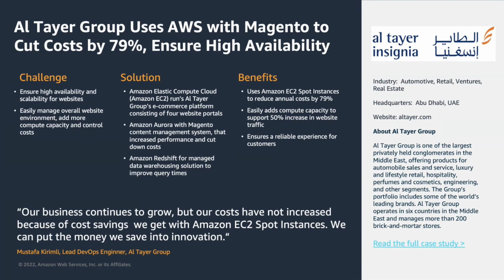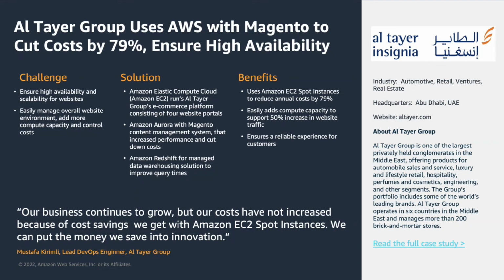They operate in 6 countries in the Middle East, and they manage more than 200 stores. One of the things they were looking for was to cater to a younger and evolving customer base. They were having difficulty doing that because their previous infrastructure was on premises, so it made it very difficult for them to scale their websites and to ensure high availability.